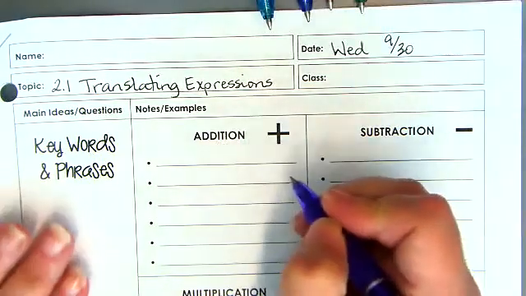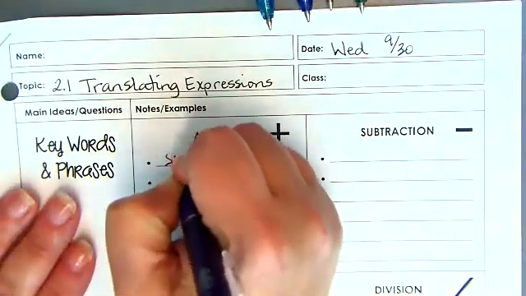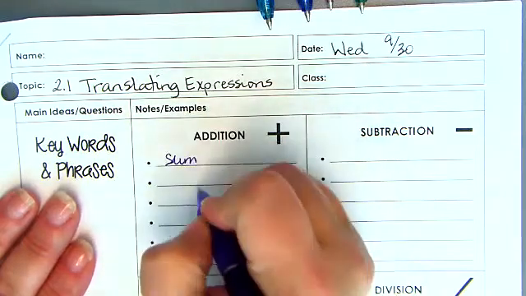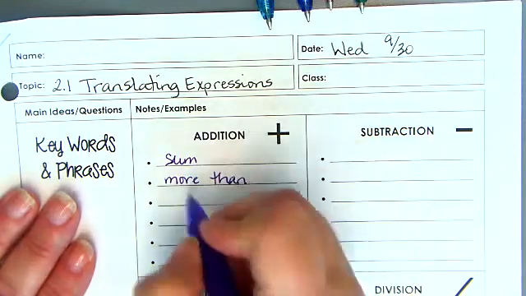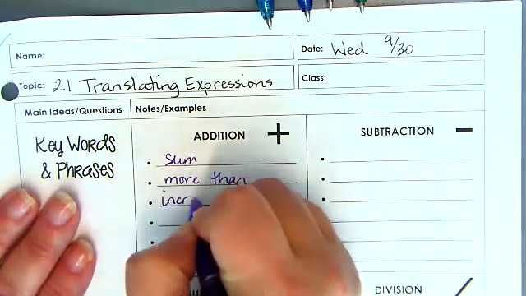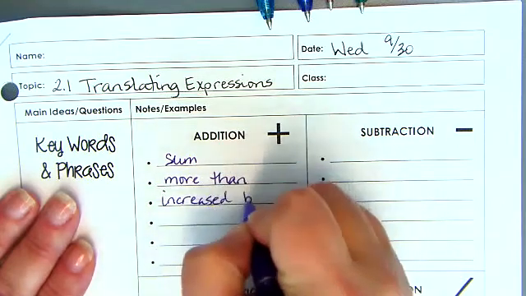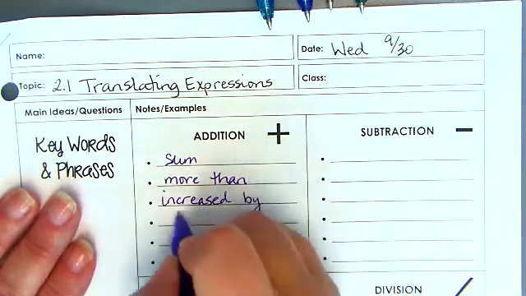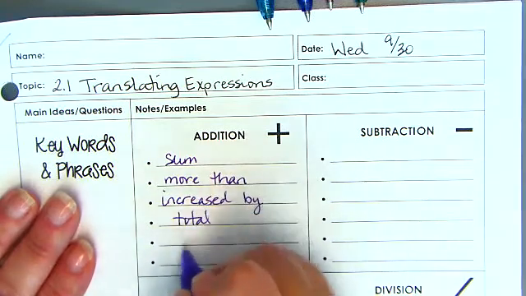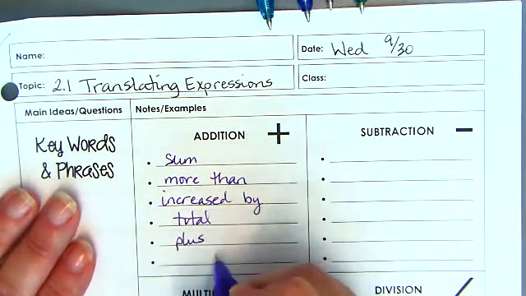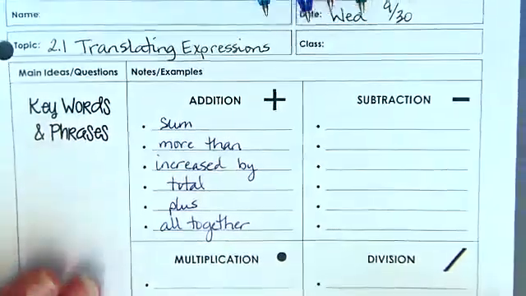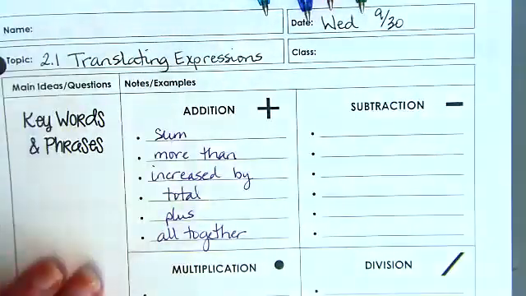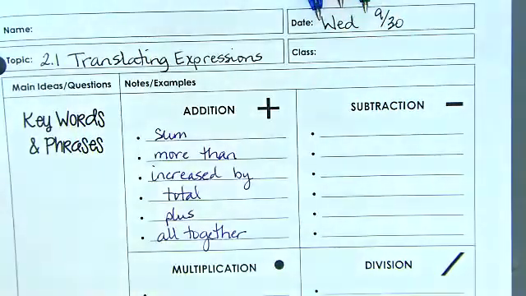So some important words for addition would be sum, more than, increased by, total, plus, all together. This does not mean that these are the only words that symbolize this operation. It is just the most common or the ones that I can think of right now.